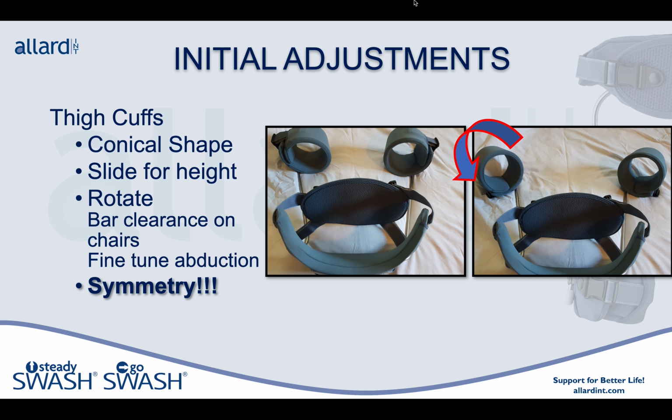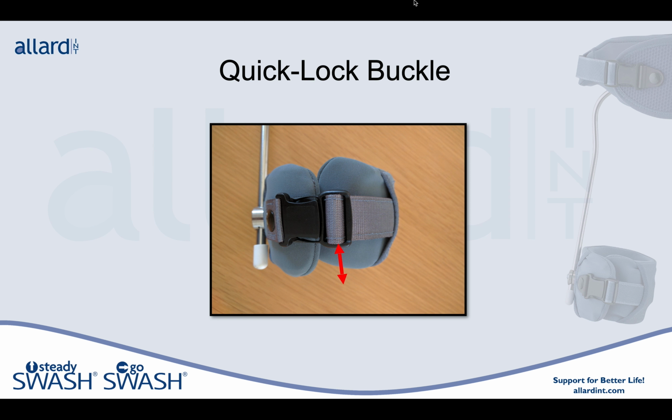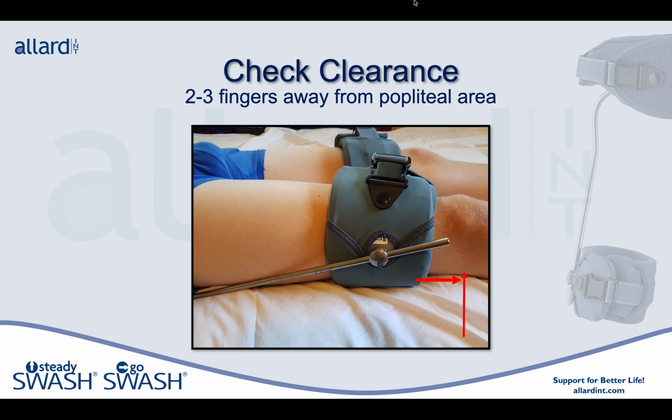You want to make sure you have clearance, that the bars aren't hitting a chair either. So again, rotating the cuffs either inward or outward would help with these adjustments. Just try to do it as symmetrical as possible. The quick lock buckles make it easy to don and doff. And once again, we flex at the knee to make sure that there's no impingement at the popliteal fossa and that the cuffs are in the right position.